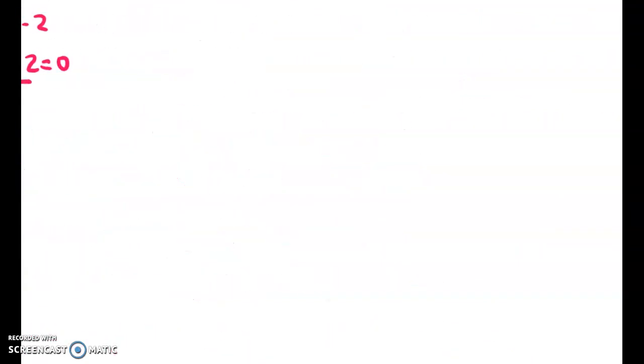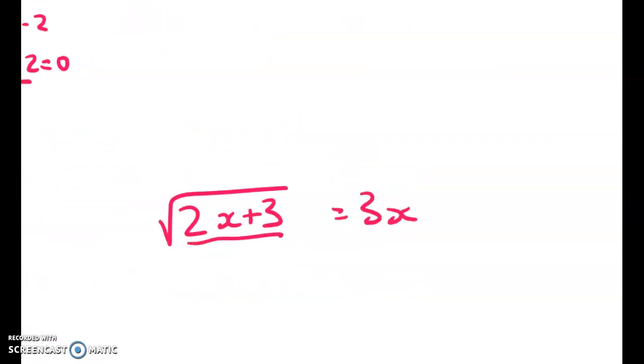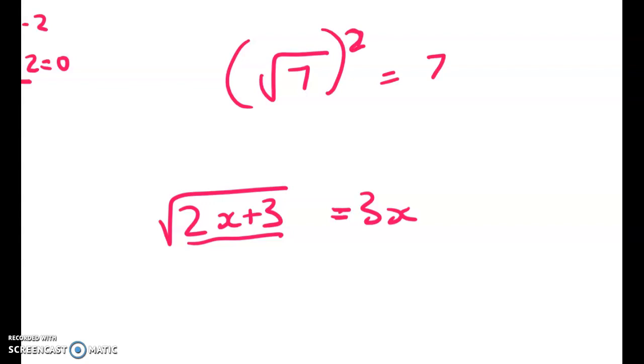And then it's actually not too bad. So we've got this, the square root of this thing is equal to 3x. Looks awful, so let's square both sides. When we square a square root, if you think about it, if we've got the square root of 7 and we square that, then we get back to 7. It's the same idea here.